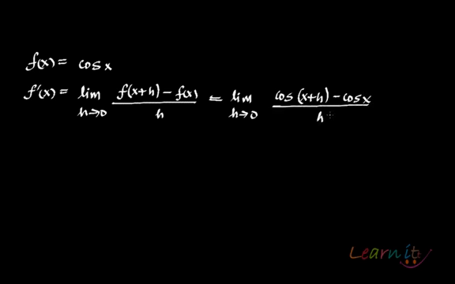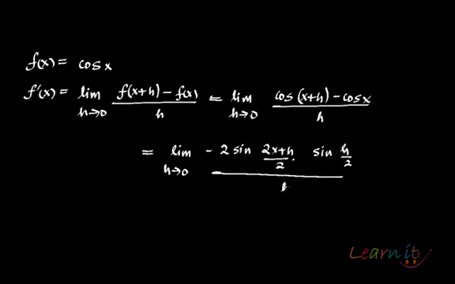So cos a minus cos b, what is the formula? Cos a minus cos b is minus 2 sin((a + b)/2) sin((a - b)/2). So that is the limit as h tends to 0 of minus 2 sin((x + h + x)/2), which is (2x + h)/2, into sin((x + h - x)/2), which is h/2, divided by h.